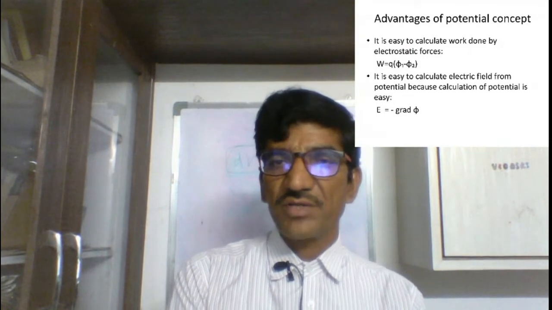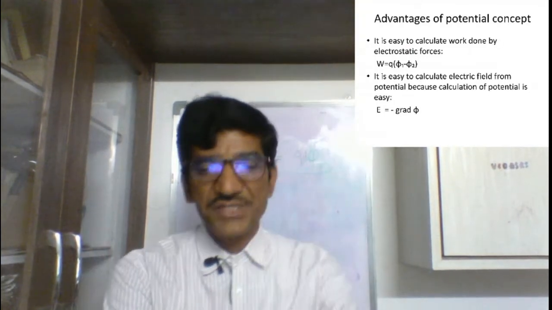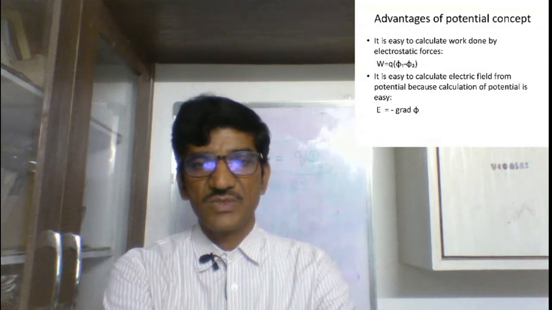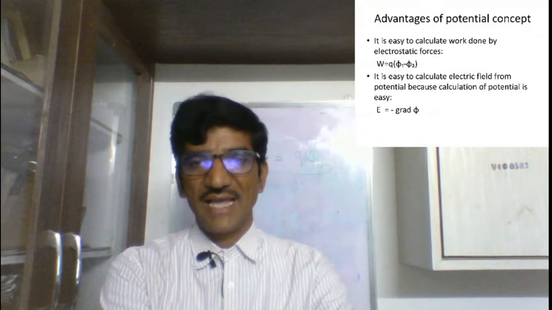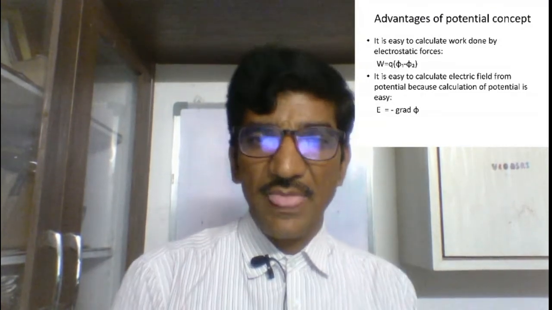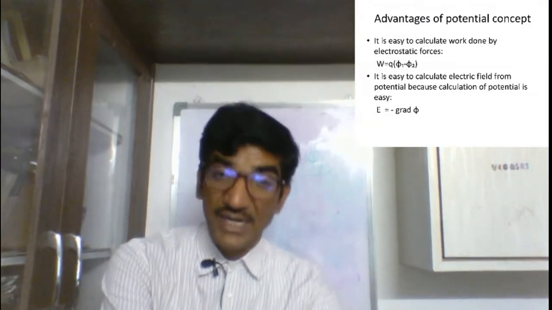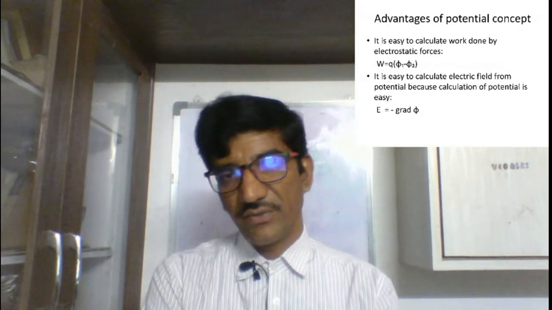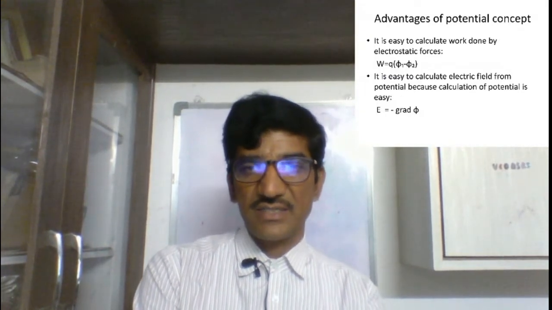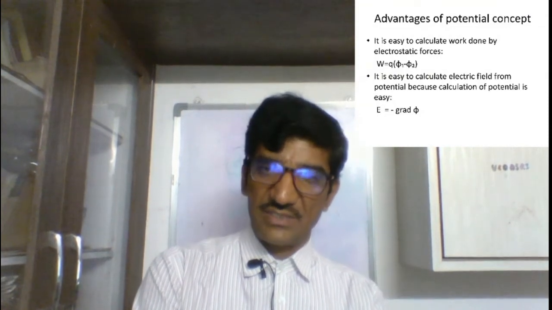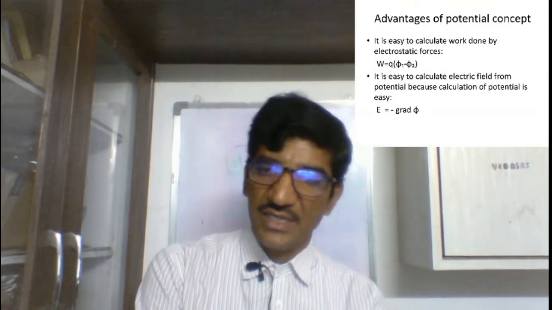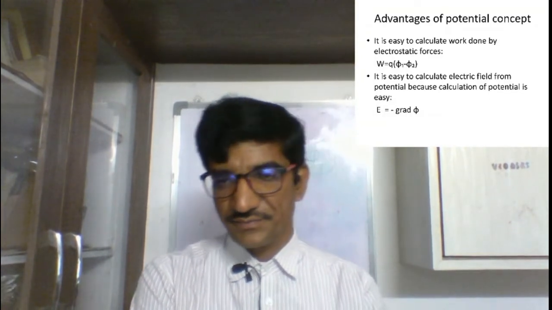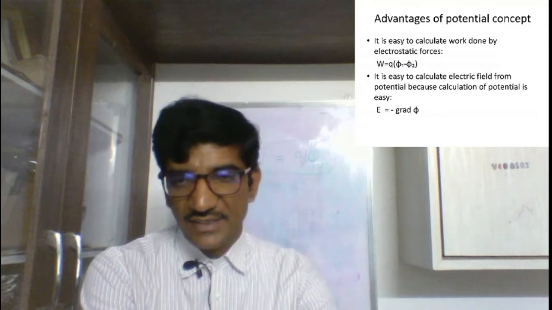What is the relation between electric potential and electric field? We already guessed in the previous class, E to be the gradient of phi, the gradient of potential. In today's class, let us systematically try to derive that relation between electric field and electric potential.